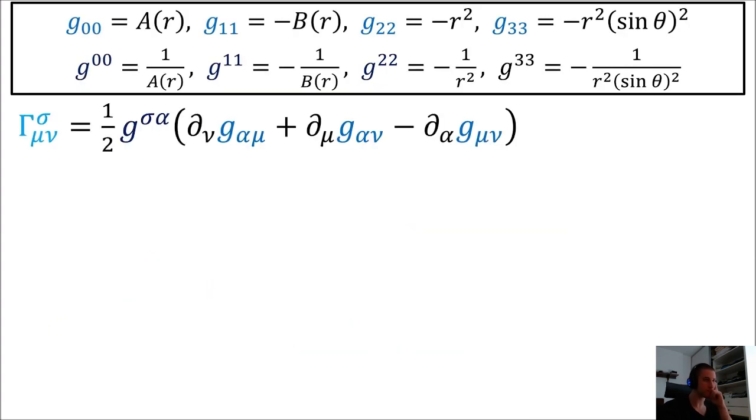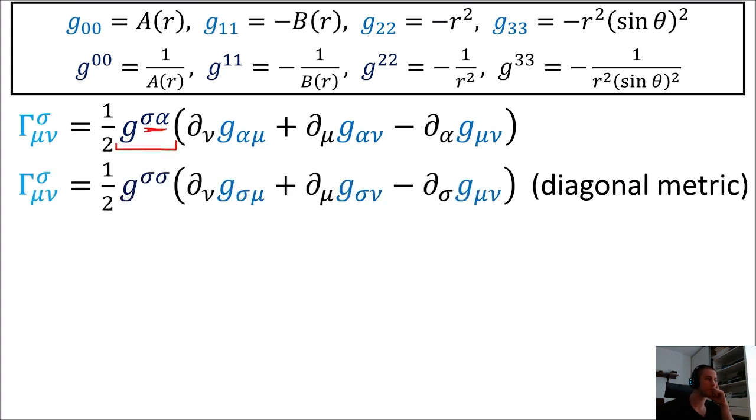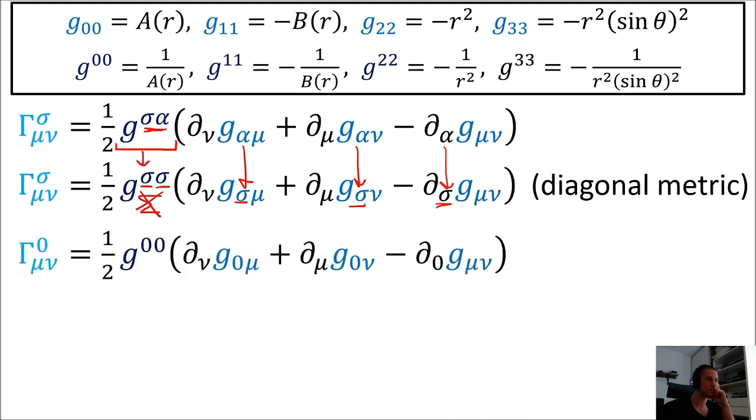But since we know that our metric is diagonal, its two indices always need to match if the components are to be non-zero. So we can rewrite the sigma alpha inverse metric with repeated sigma sigma indices to make it diagonal, and replace all other alpha indices with sigma. So this is not a summation over sigma here, it's just denoting that these two indices always need to be the same. Now let's look at the connection coefficients with 0 on top.